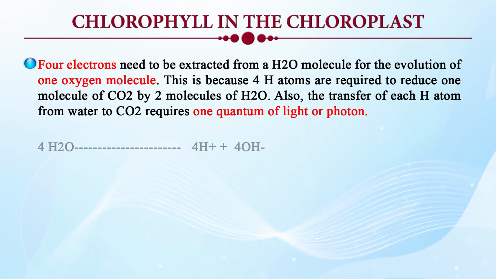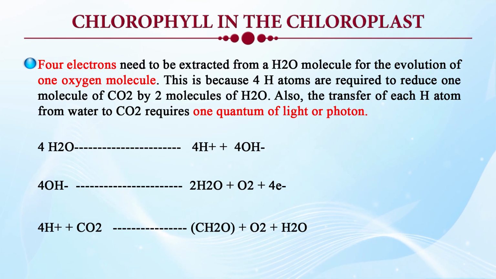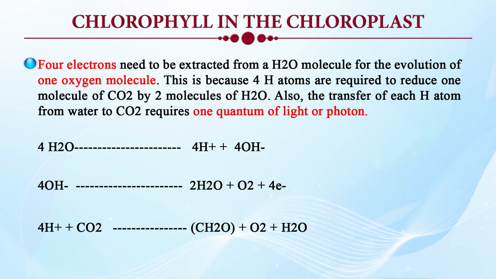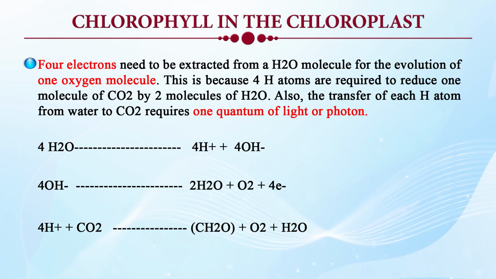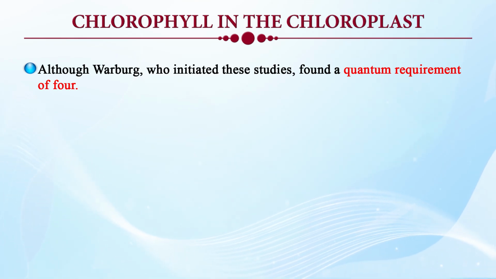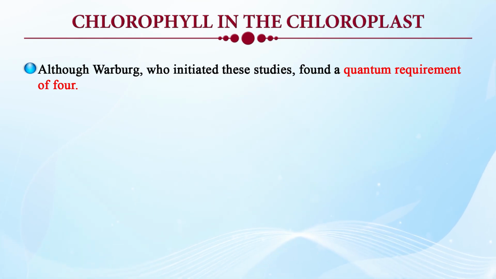So, that means when you look at the equation, finally 4 protons plus carbon dioxide would give rise to a molecule of sugar, or at least a component of sugar, and one oxygen molecule and one water molecule. That means we can easily then talk about what is the requirement of light quanta. Warburg, another Nobel laureate, performed pioneering work and he initiated these studies and he found that quantum requirement is 4. That means what is the amount of light quanta required to release one molecule of oxygen.